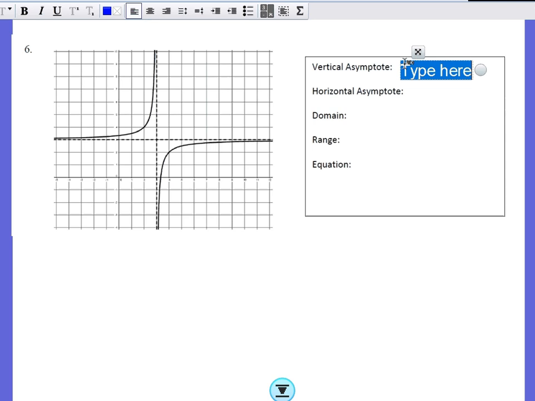So for the vertical asymptote here, we've got x equals 3, and for the horizontal asymptote, actually it's y equals 3. This is a transformation, even though it's been reflected. This is a transformation of 1 over x, so the domain is x does not equal 3, and the range is y does not equal 3.